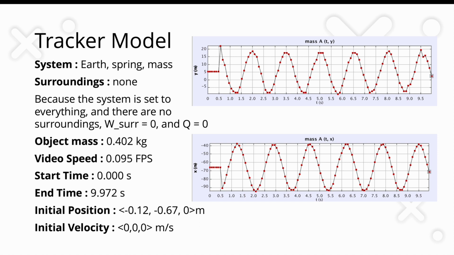So our object's mass was 0.402 kilograms, our video speed was 0.095 frames per second, our start time was 0 seconds, end time was 9.972 seconds, our initial position was negative 0.12, negative 0.670 meters, and our initial velocity was 0 meters per second.